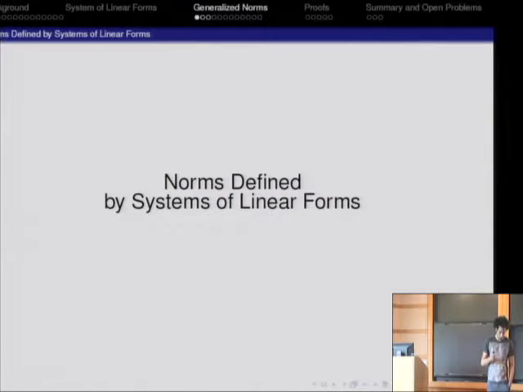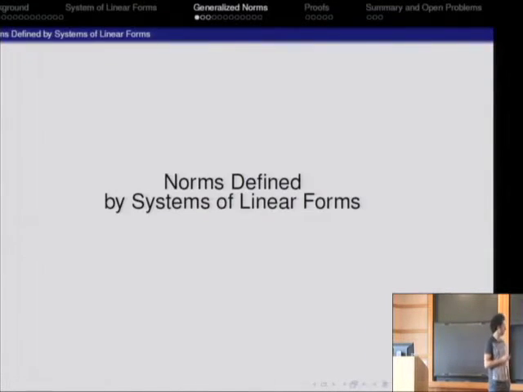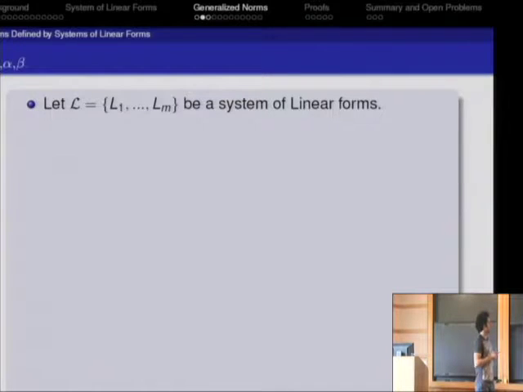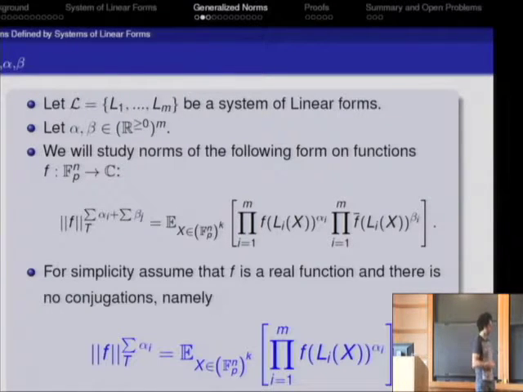So in this talk, we will be interested in such averages, but with the extra assumption that they're actually norms. They have the norm properties. And we will actually look at a more general case where we have some non-zero, non-negative powers on these linear forms in our averages. In the previous example, all the powers were 1. Again, for simplicity, we will not look at the conjugation. So this is the type of averages that we will look at in this talk.